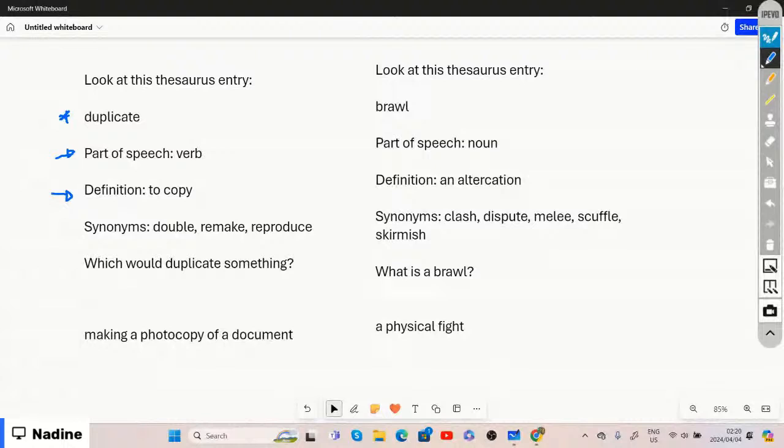All right. Now we're going on to the last example that we have, right? We have the word brawl. It's a brawl, right? And the part of speech is a noun. So brawl is a noun. And the definition of a brawl is an altercation. So if you have an altercation with someone, they can say that you were in a brawl.